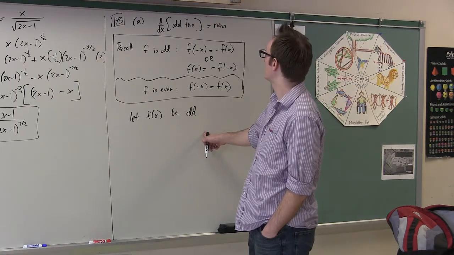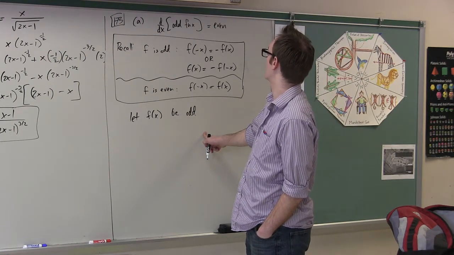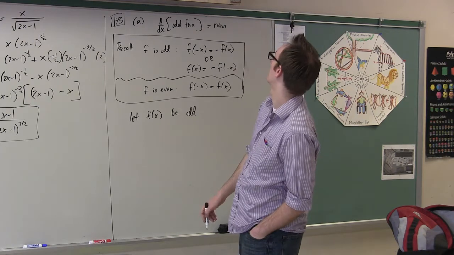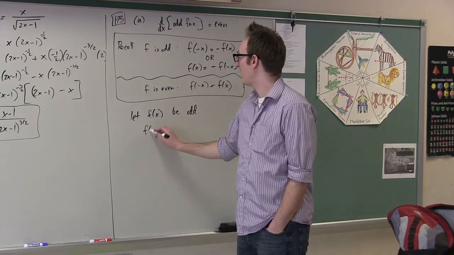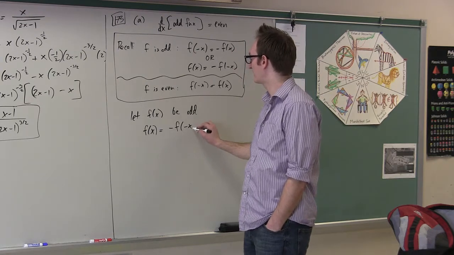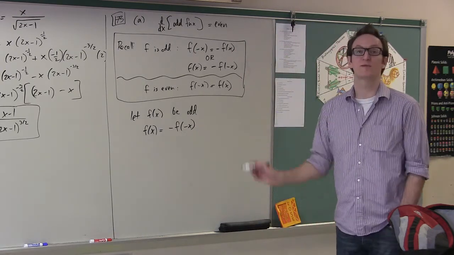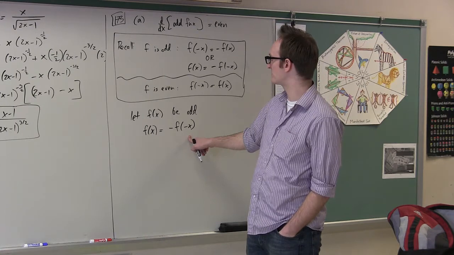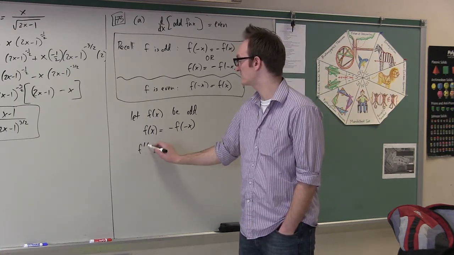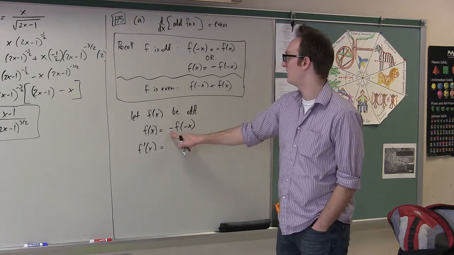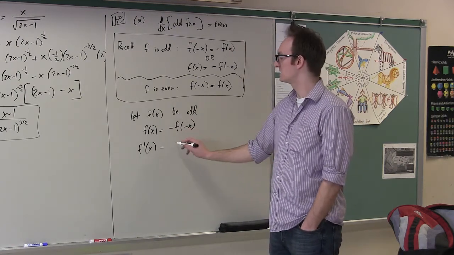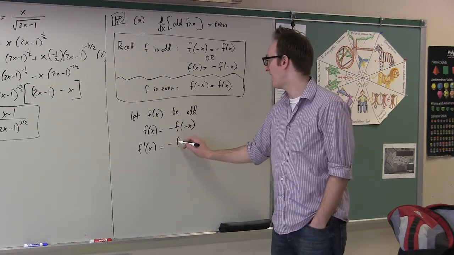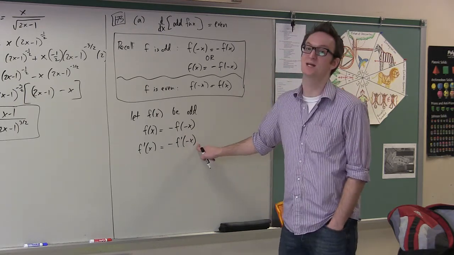If this function is odd, then here is what I know about it. I know that f of x is negative f of negative x. Now let me differentiate both sides of this. If I take the derivative of both sides, the derivative of f of x is f prime of x, and the derivative of negative f of negative x is negative, what is the derivative of f of negative x? Well, chain rule, right? That's going to be f prime of negative x times the derivative of the inside, negative 1.